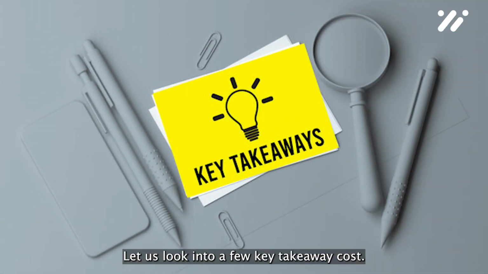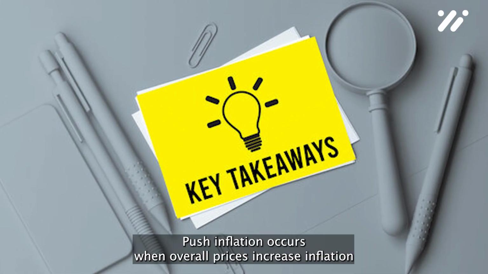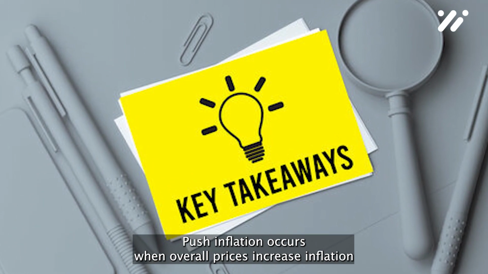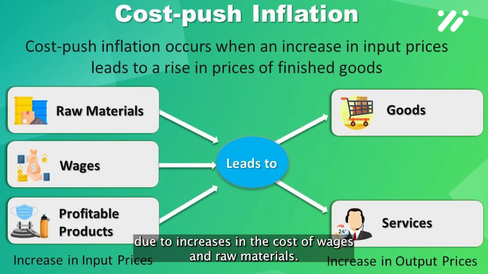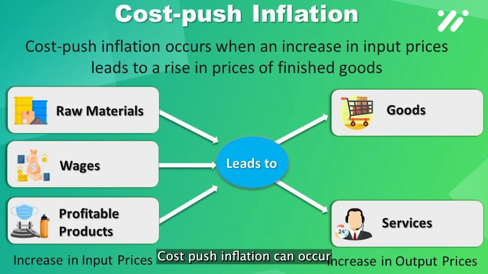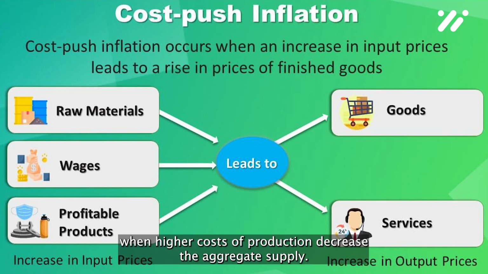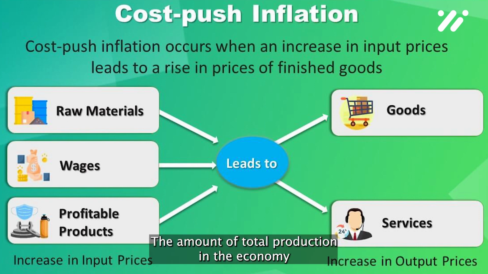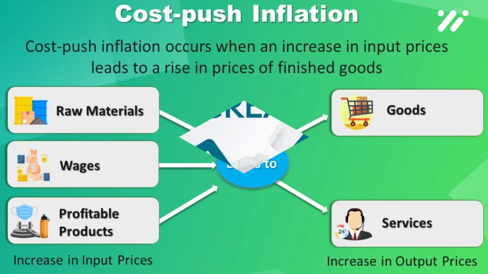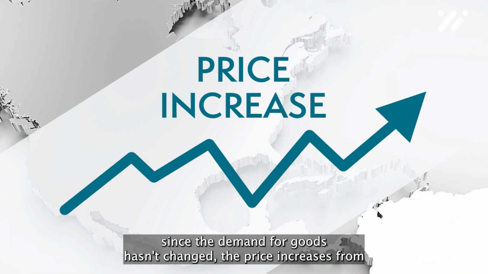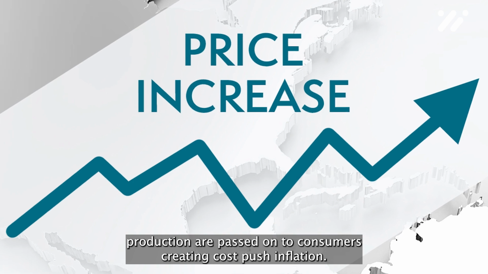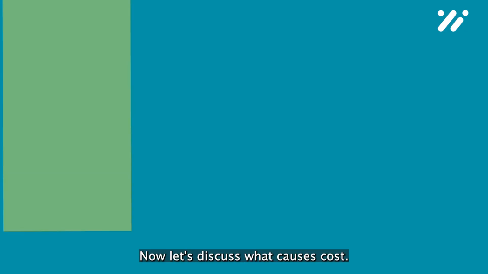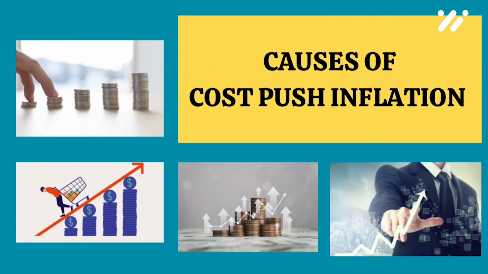Let us look into a few key takeaways. Cost-push inflation occurs when overall prices increase due to increases in the cost of wages and raw materials. Cost-push inflation can occur when higher costs of production decrease the aggregate supply, the amount of total production, in the economy. Since the demand for goods hasn't changed, the price increases from production are passed on to consumers, creating cost-push inflation. Now let's discuss what causes cost-push inflation.